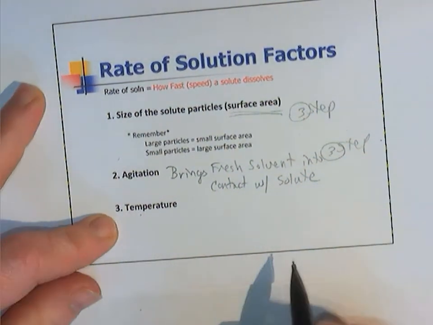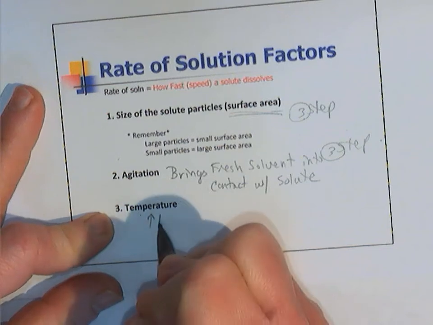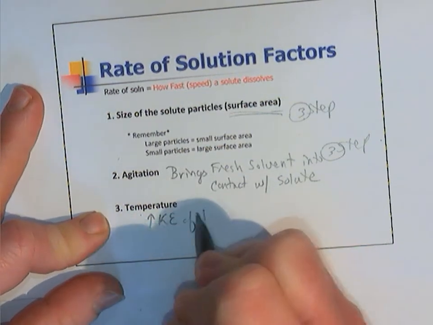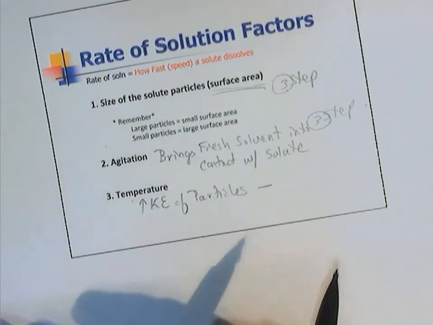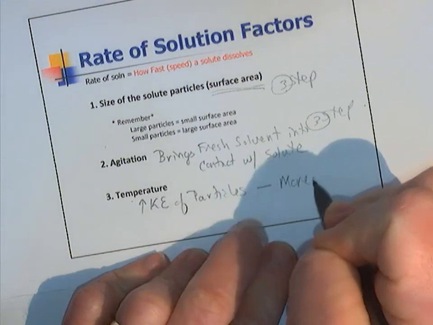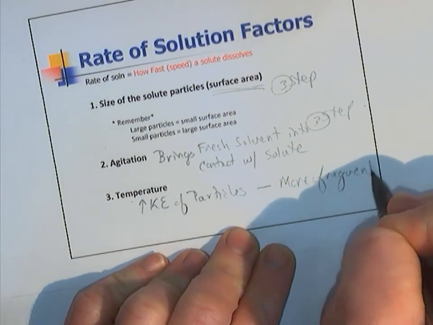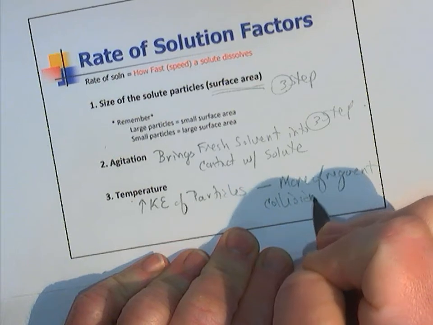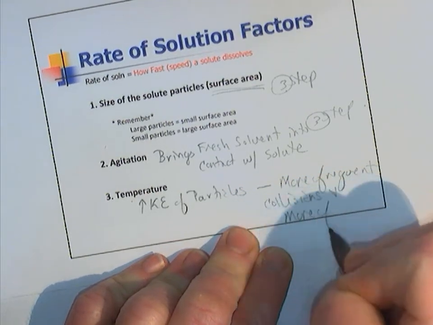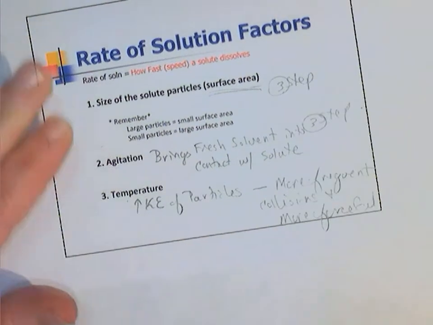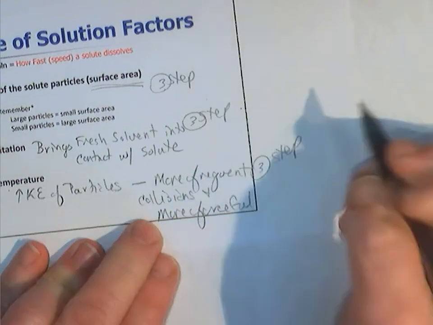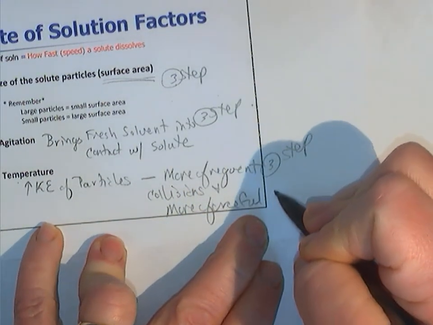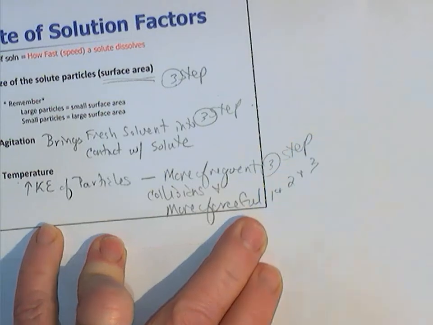Temperature. Well, temperature helps increase, of course, the kinetic energy of the particles, which puts more into contact, so more frequent collisions and more forceful. More into contact, so helping that third step, and more forceful, so maybe helping with step 1 and step 2 and step 3. So that's helping all around.